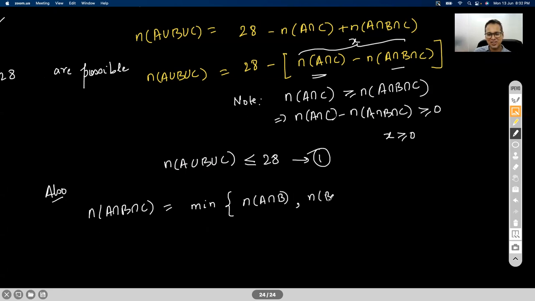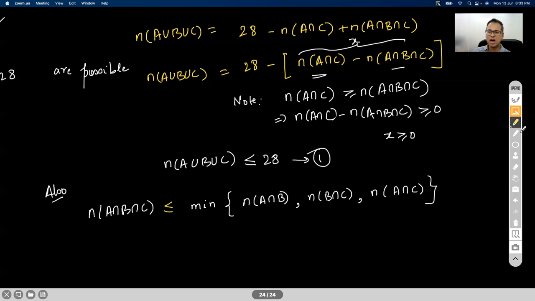This or this or this. Correct? Sorry, this is going to be lesser than or equal to the minimum of these three, because the intersection of all of these cannot exceed the least value of these three. Whichever has the least value, it cannot exceed that value.